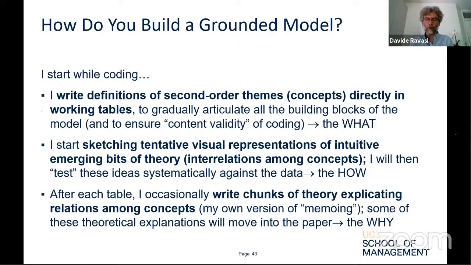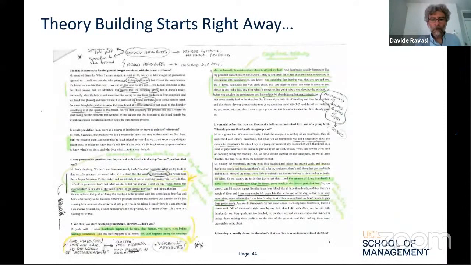And then all of these become pieces of the section on the grounded model, where I put all these things together and I try to explain why things happen the way I represent them in the model. Remember, this is a part that you write using the present tense, the general explanation of the model. We'll return to that next week also. And this is something that happens already while I'm coding. This is an example of a transcript that I was reading and coding, highlighting, and I was already hypothesizing some possible connections, and this is what may be happening.